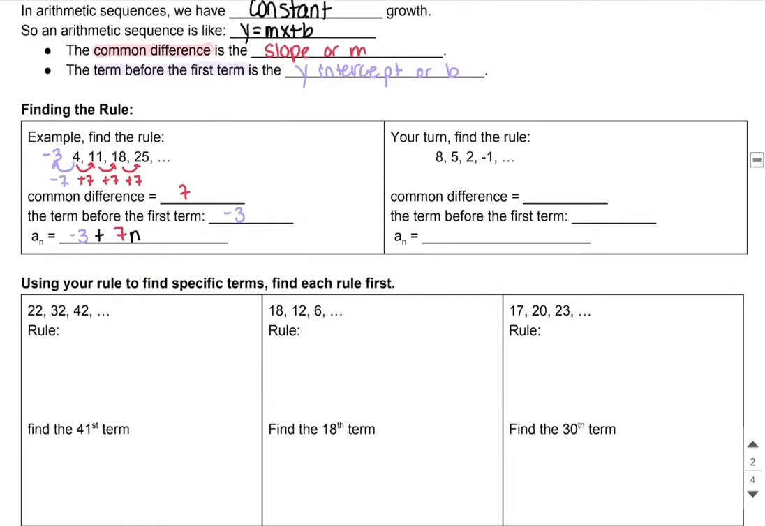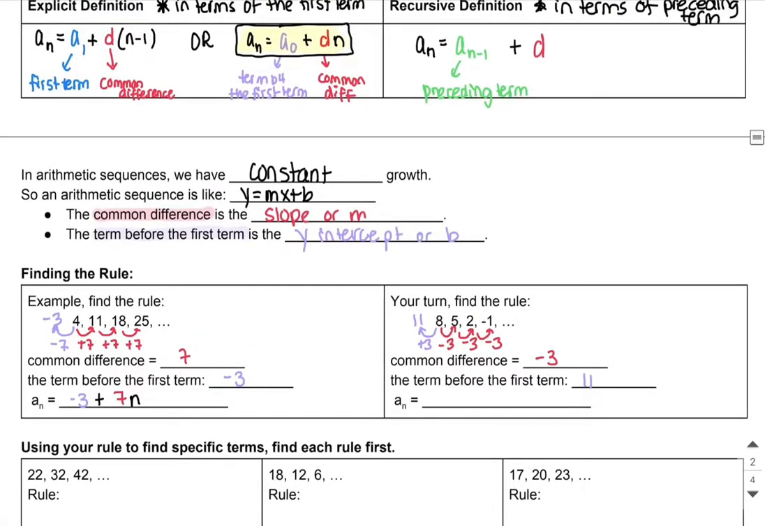Okay, for the second rule, from 8, 5 to -1, I am subtracting 3 each time, or adding -3 each time. So the common difference is -3, and then I want to find the preceding term to the first term, so I'm going to actually add 3 going backwards, and that's going to give me 11. So 8 plus 3 is 11. So the term before the first term would be 11, and then the way I would write the definition would be a sub n would be equal to 11, that's a sub 0, plus d is negative 3 times n.